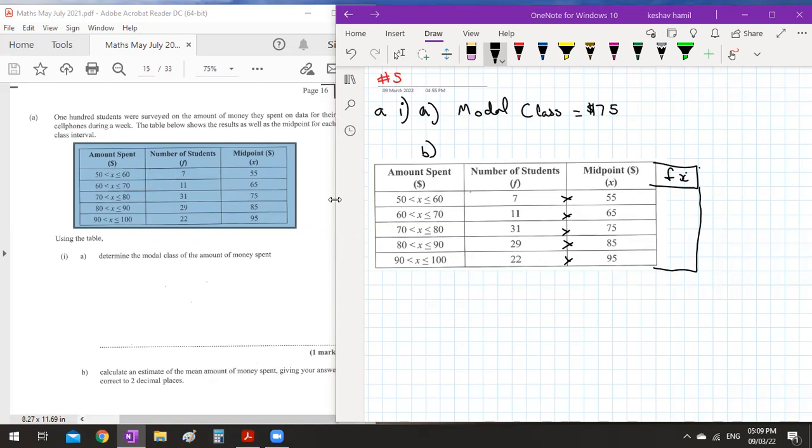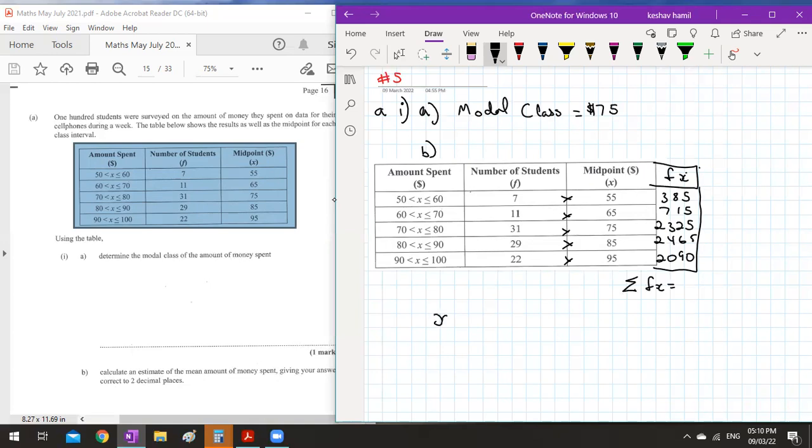We'll continue to multiply. So 7 by 55 is 385. 65 by 11 is 715. 31 by 75 is 2,325. 29 by 85 is 2,465, and 95 by 22 is 2,090. And then we sum it.